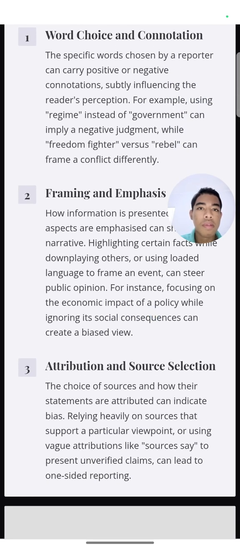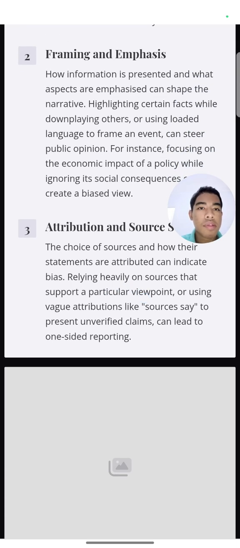Number one, word choice and connotation. The specific words chosen by reporters can carry positive or negative connotations, subtly influencing the reader's perceptions. For example, using "regime" instead of "government" can imply a negative judgment, while "freedom fighter" versus "rebel" can frame a conflict differently.